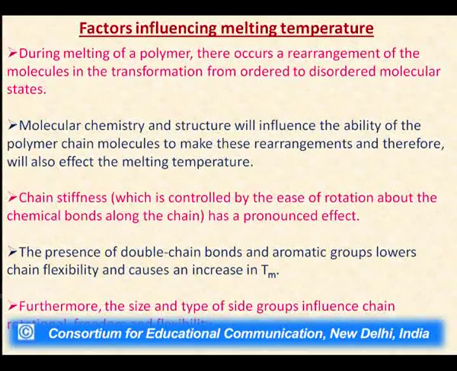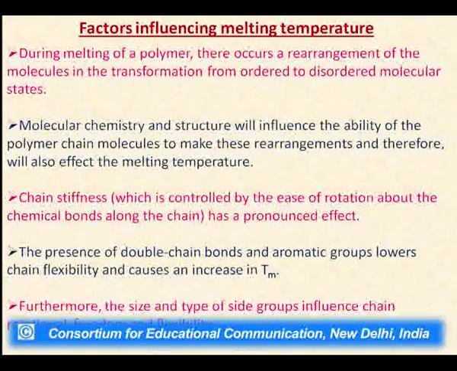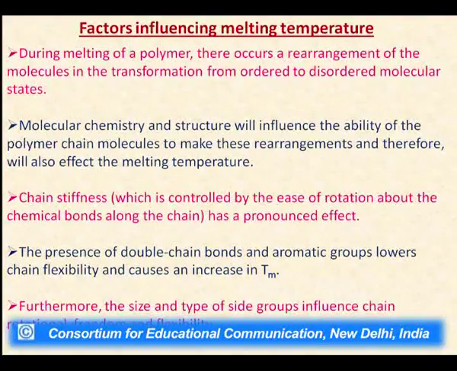Then comes the factors influencing the melting temperature. This melting temperature is the temperature at which the polymer completely melts into a liquid. During melting of a polymer, there occurs a rearrangement of the molecules in the transformation from ordered to disordered molecular states. Molecular chemistry and structure will influence the ability of the polymer chain molecules to make these rearrangements, and therefore will also affect the melting temperature. And what are the factors?